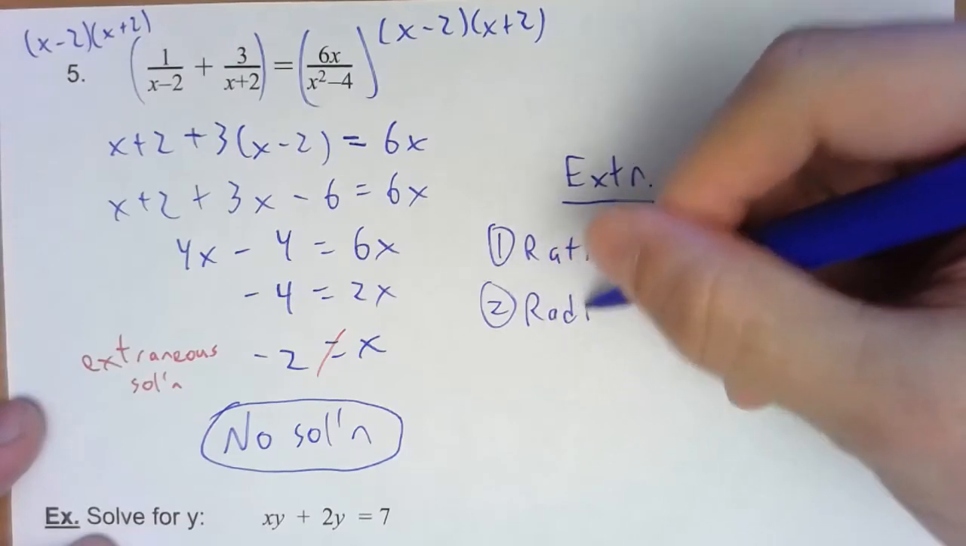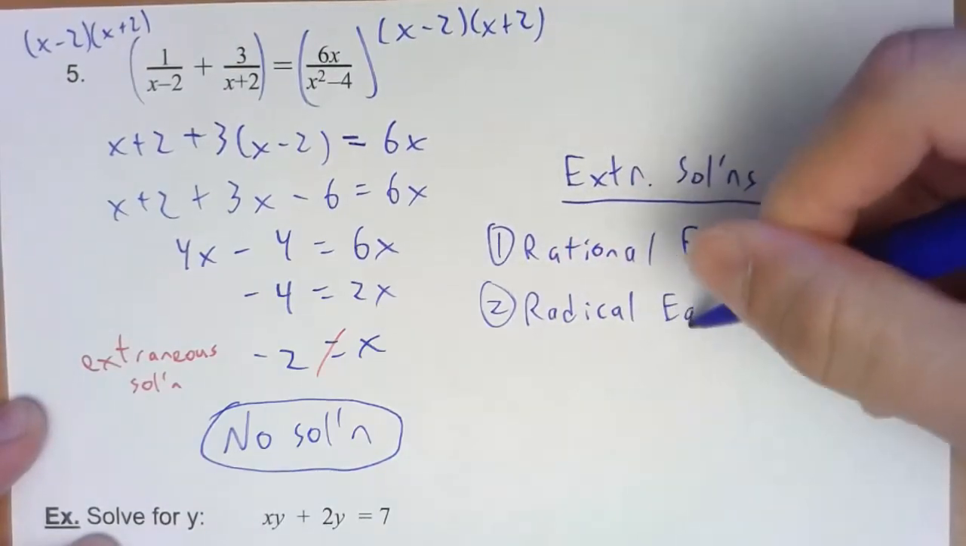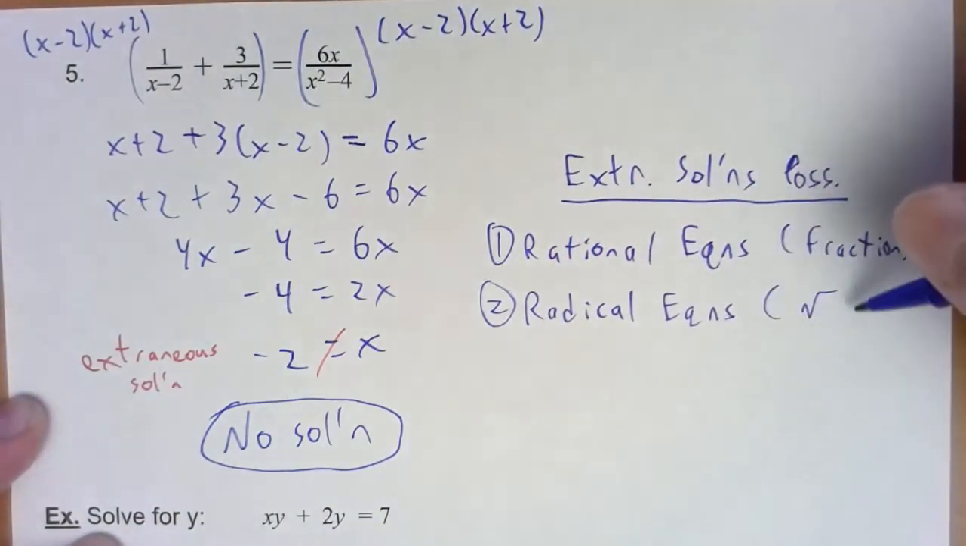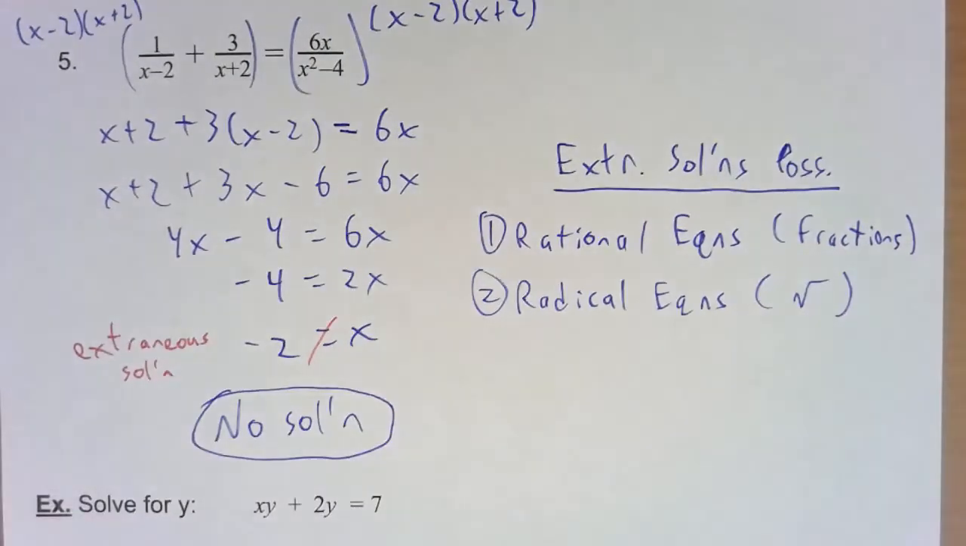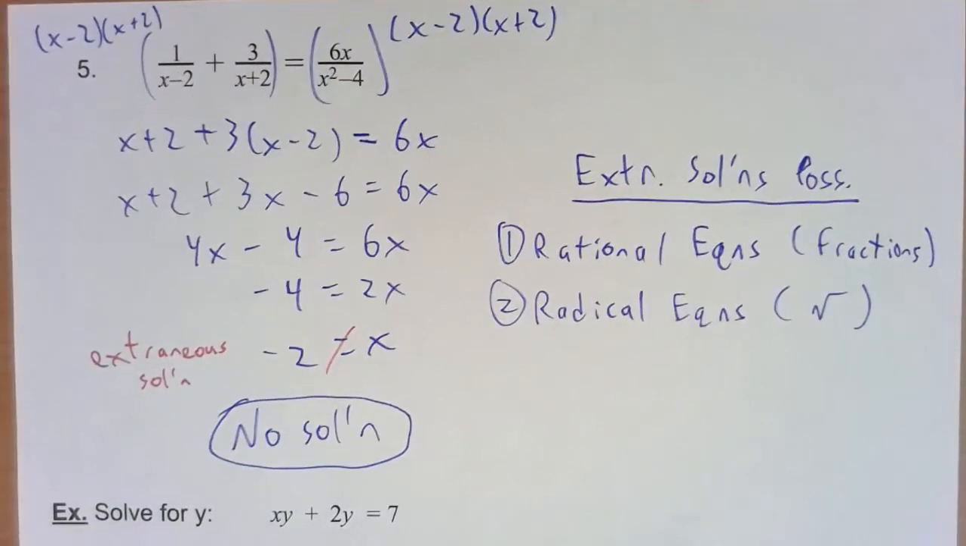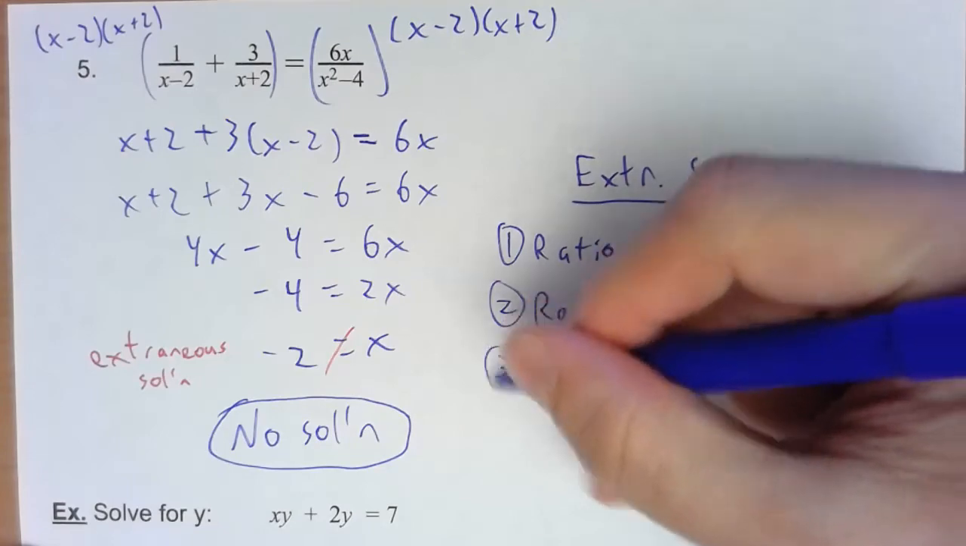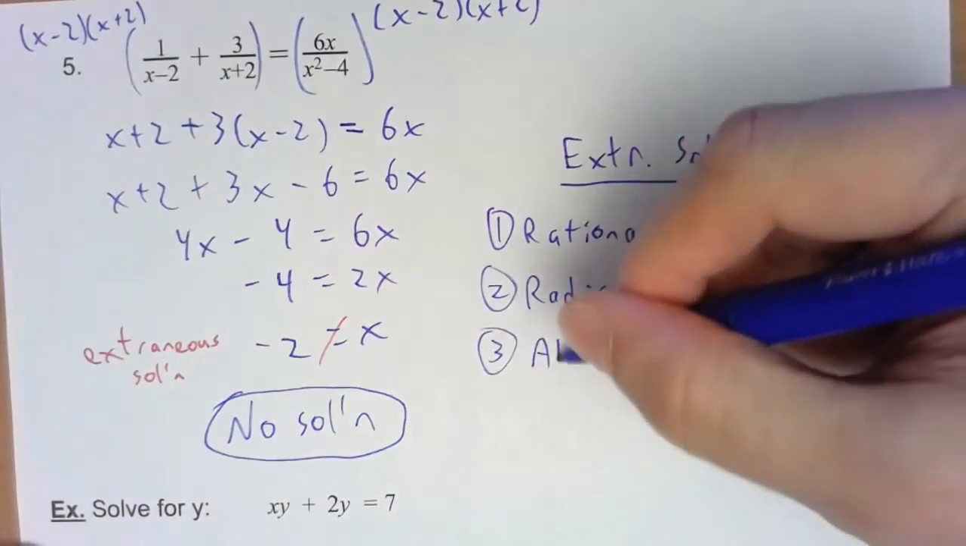We call those radical equations, where you have roots. Can't take the square root of a negative. You can't have square roots equaling a negative when it comes to real numbers. And so that's another time it can happen. There's actually one more restriction in math, and it's absolute value.